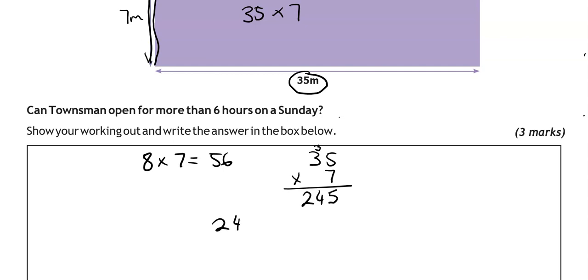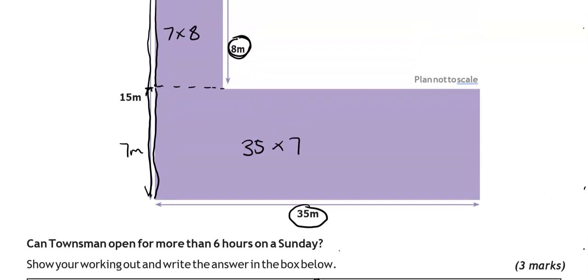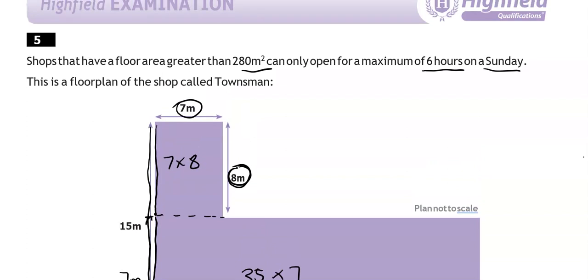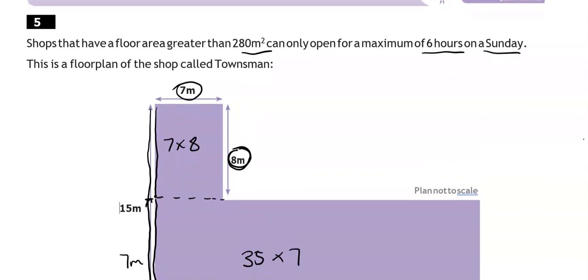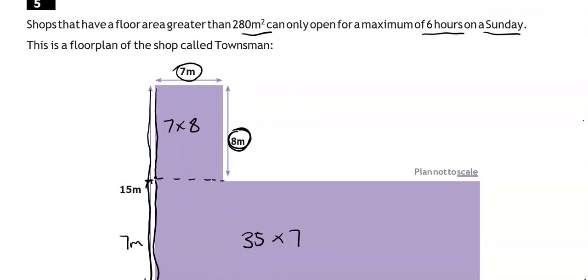So 245 add 56. 5 and 6 is 11. 4 and 5 is 9, and the 1 is 10. So 301. And we're comparing this to 280 square meters. So this is larger.